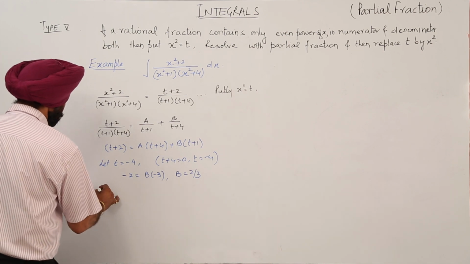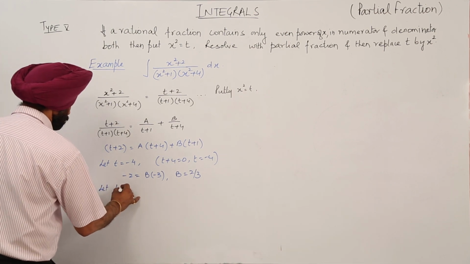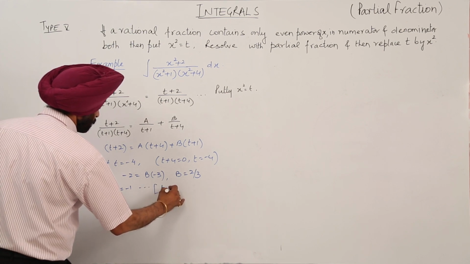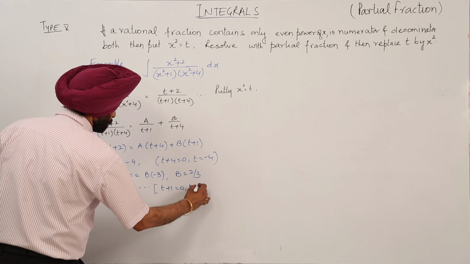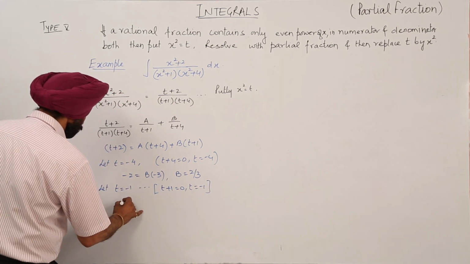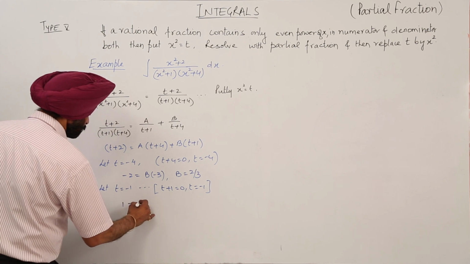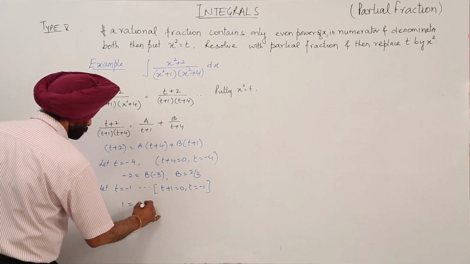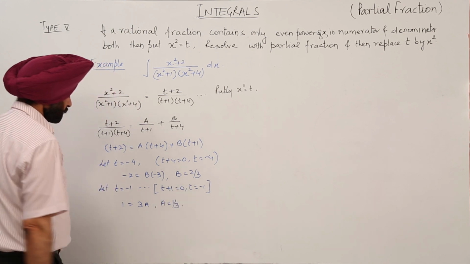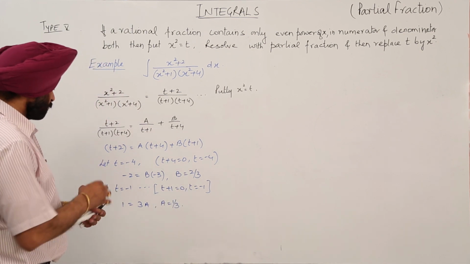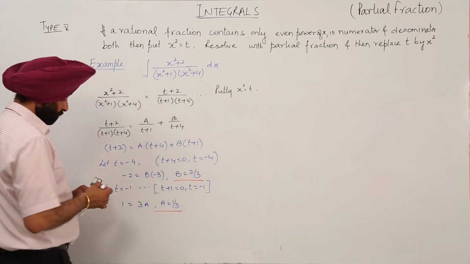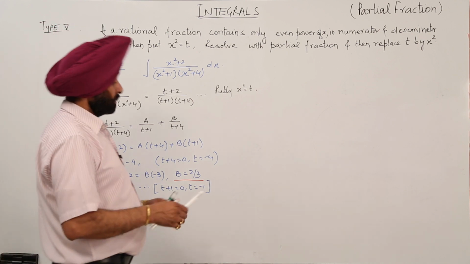And let t is equal to minus 1, as t plus 1 is equal to 0. Okay, so we are having now 1 is equal to 3a, a is equal to 1 by 3. So we got two terms, a and b. Now let's integrate the question.